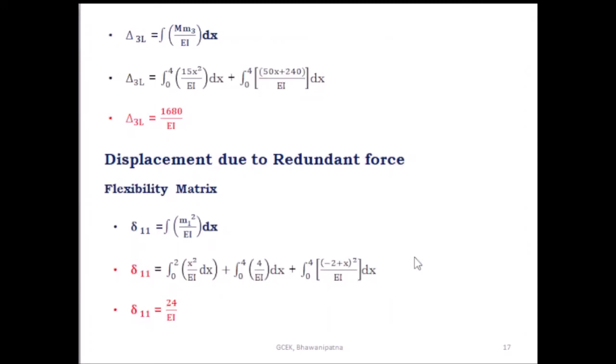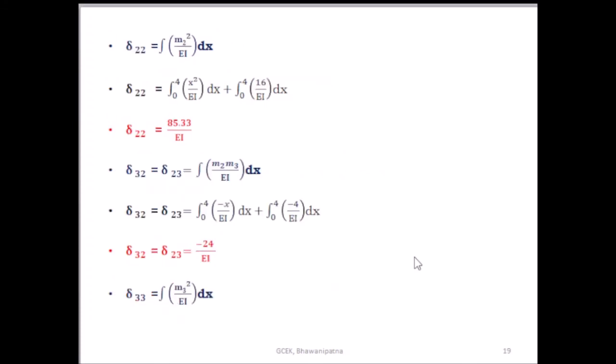Just put this value here, m2 square by EI into dx, 0 to 4 x square by EI dx plus 0 to 4 16 by EI into dx. Then after simplification you get delta 22 is equal to 85.33 by EI. Then similarly find out delta 32 is equal to delta 23. This is the formula, integration of m2 m3 by EI into dx. This is the formula by unit load method.